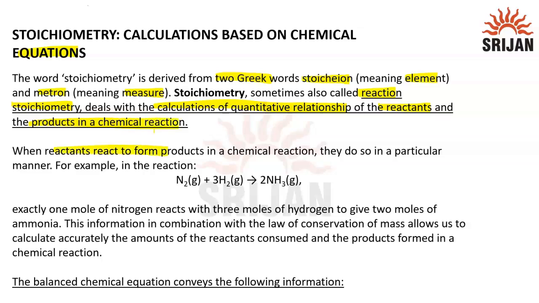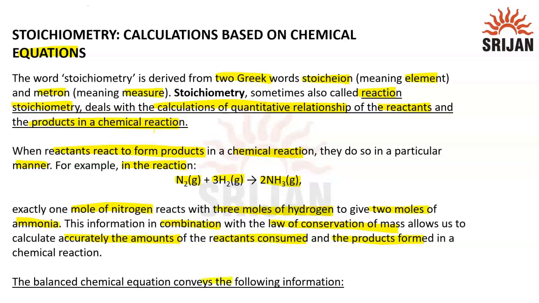So when reactants react to form products in a chemical reaction, they do so in a particular manner. For example, in the reaction we have N2, that is nitrogen gas, plus 3 H2, hydrogen gas, giving us 2 NH3, ammonia gas. So exactly 1 mole or exactly 1 molecule of nitrogen is reacting with exactly 3 moles of hydrogen to give 2 moles of ammonia. This information, in combination with the law of conservation of mass, allows us to calculate accurately the amount of reactants consumed in a particular reaction as well as the products formed in this reaction.